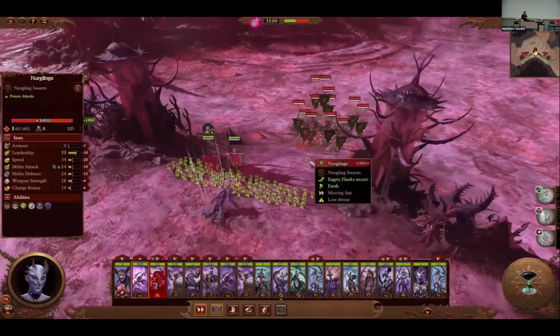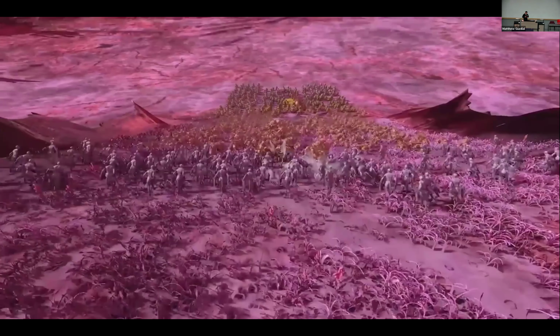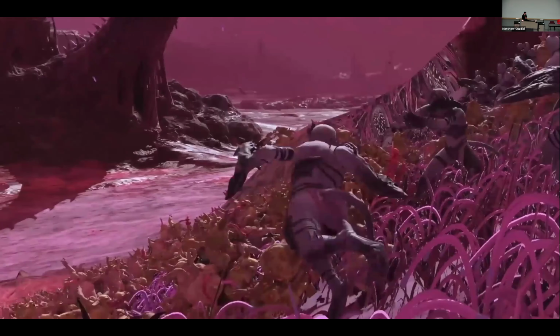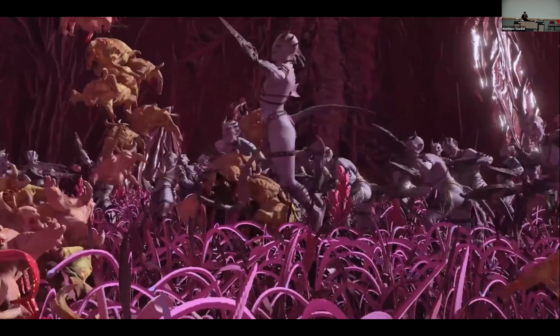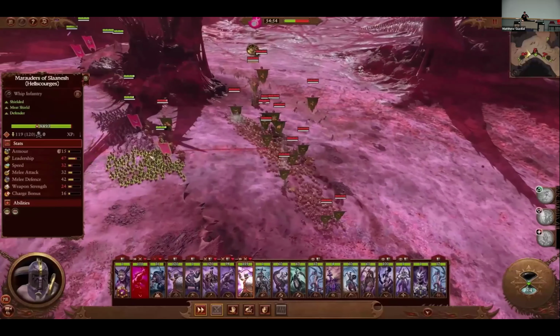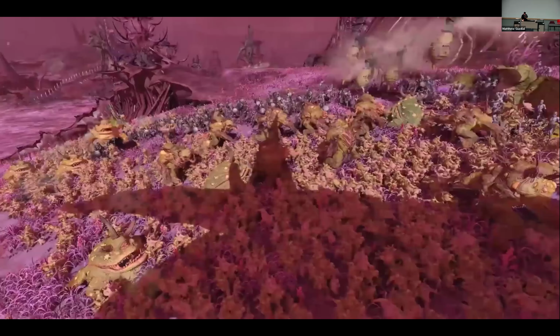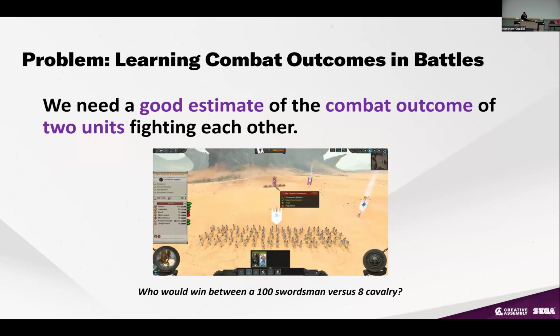If you haven't seen Total War before, we're made up of strategy and an RTS type game. This is the battle RTS part of it. The RTS part of it requires a system for you to know if one unit can fight against another unit, if that unit can retreat or attack. So we need a way of estimating that combat outcome between the two units.